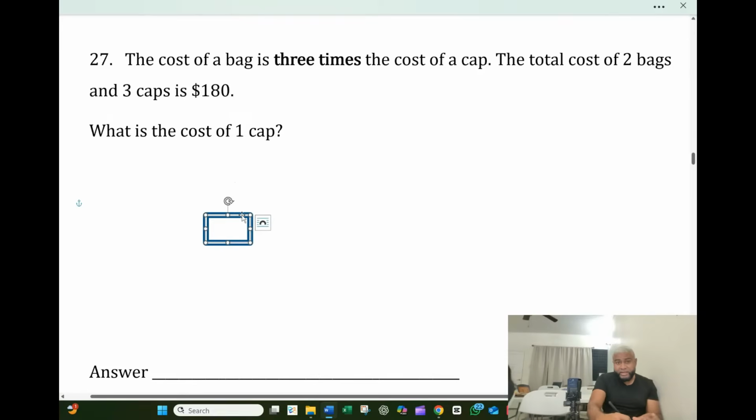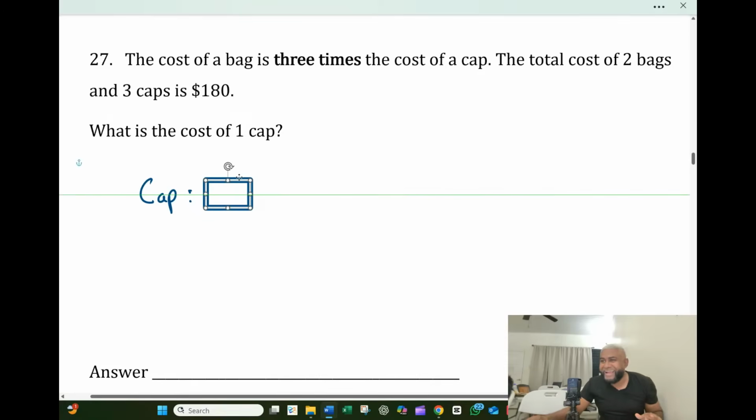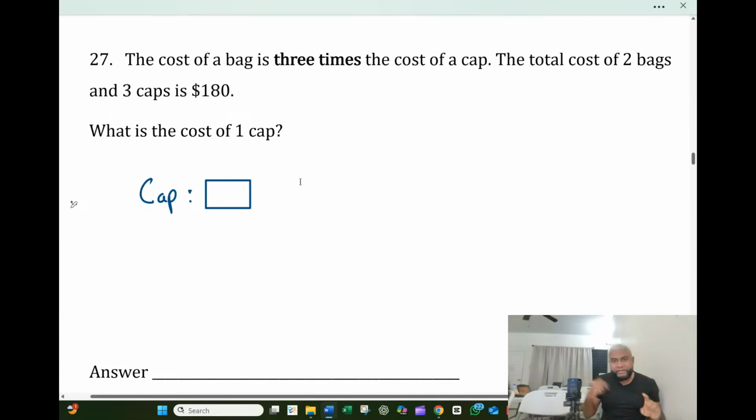So watch me. A cap. I'm going to say capybara. A cap is 1 box, right? The cost of a bag is 3 times the cost of a cap. So the cap would be the 1 box, right? Then the bag. How much would the bag be? The bag would be 3. Would it be 3 boxes?